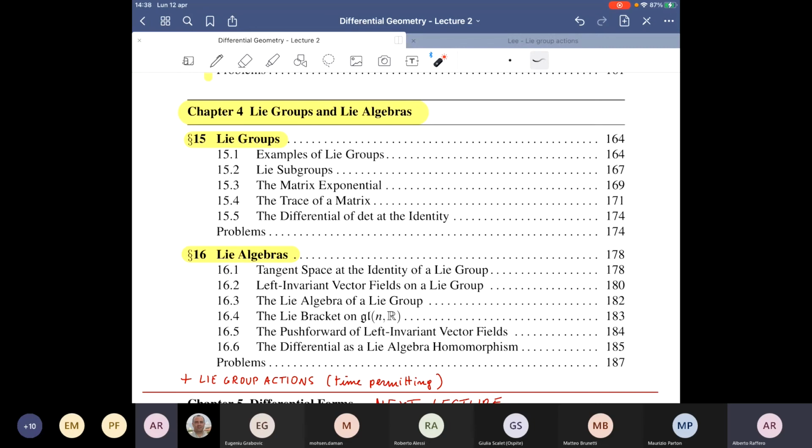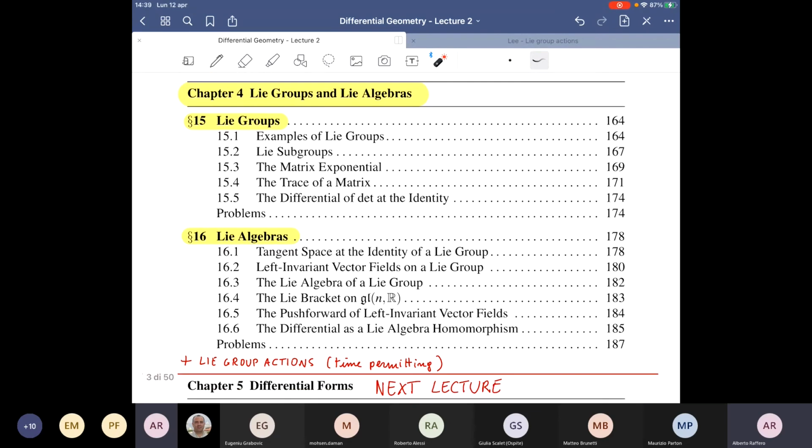And so starting from a Lie group, we shall see that it is possible to define a certain vector space endowed with a certain operation on its vectors, which gives such a space the structure of what is called a Lie algebra. So we shall discuss these two topics here. And finally, if time permits, I shall say something about Lie group actions, which is not part of this book.